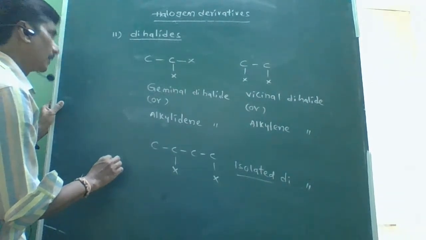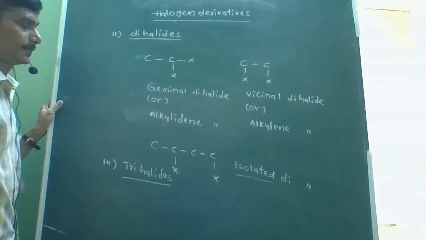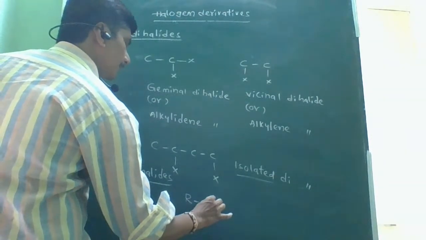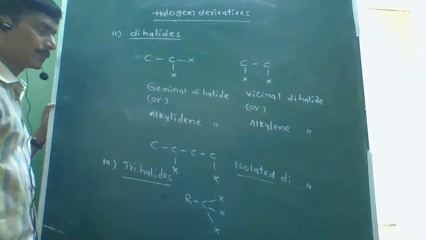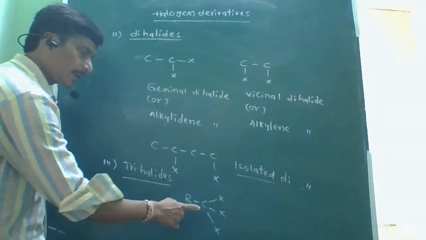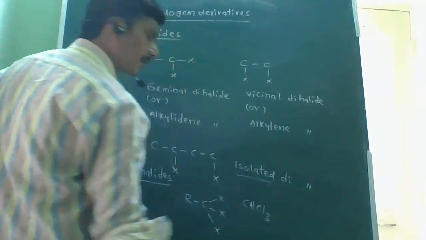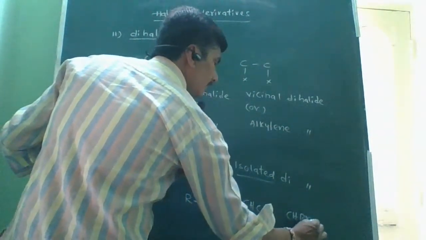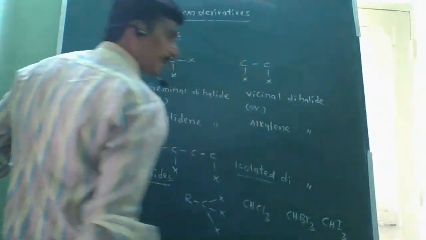Come to the third one. Trihalides. It is a general form. For example, if all these are halogen atoms, maybe chlorine, maybe bromine or maybe iodine. In case these are chlorine atoms on a carbon, for example, CHCl3, CHBr3, CHI3.